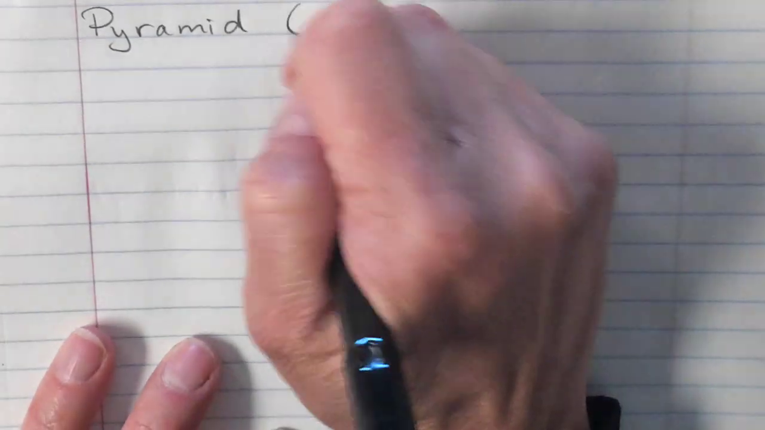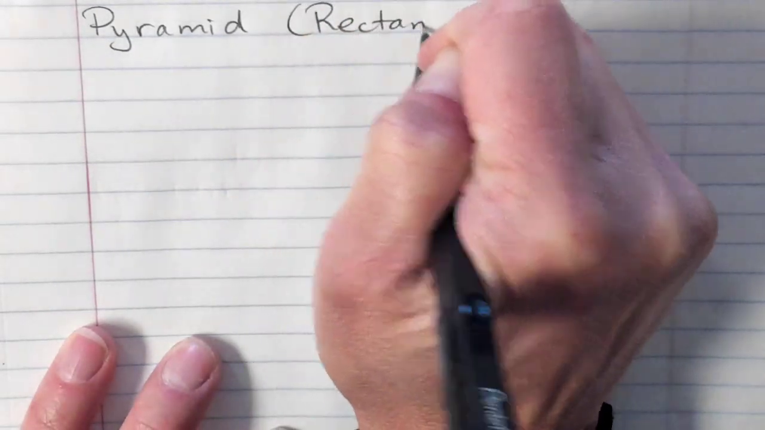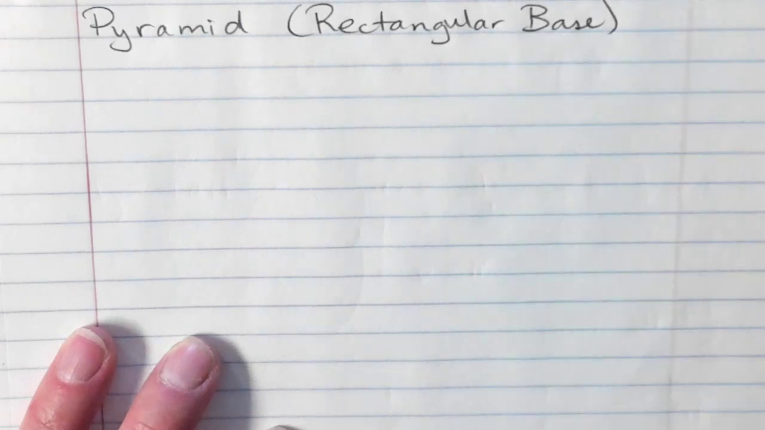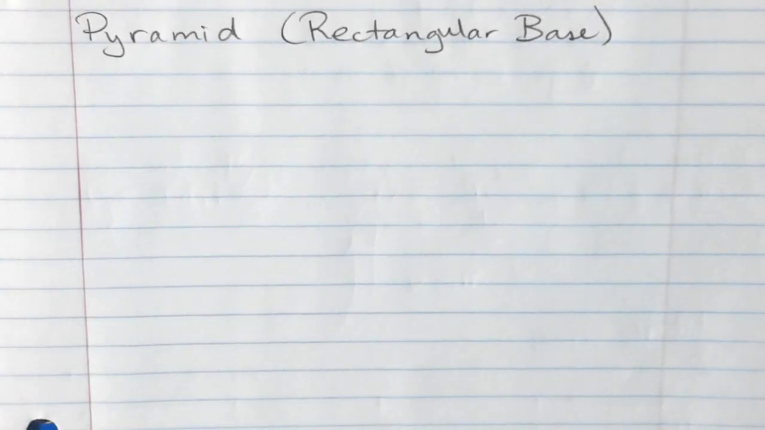There are tons of different types of pyramids that we could address. We are specifically going to address rectangular pyramids. And what that means is we're going to have a rectangular base. So our base is going to be a rectangle, could be a square as well. Those are the only ones that we are going to address in this class.